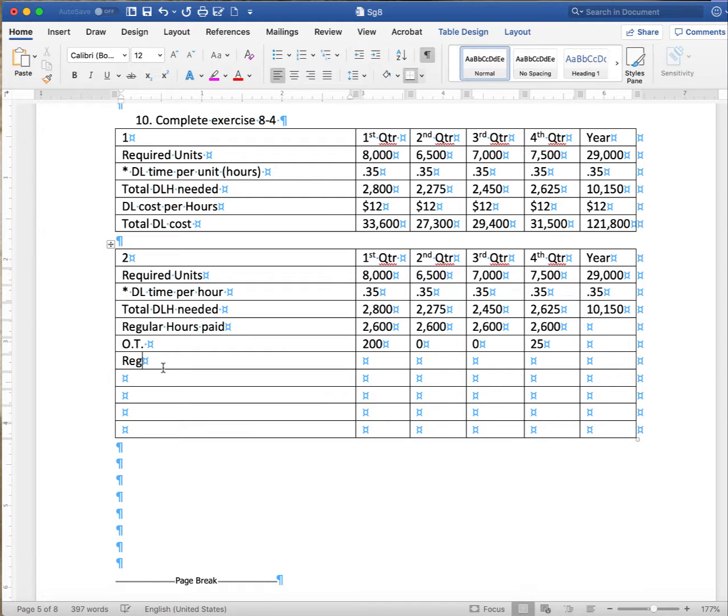So let's figure out what their regular wages are. To figure that out, we're just going to take the 2,600 times the $12. And if my math's right, that's $31,200. So each quarter, regardless of what they work, we're going to pay $31,200. That means for the total year in regular wages, we're going to pay $124,800. Now we have to factor in that overtime.